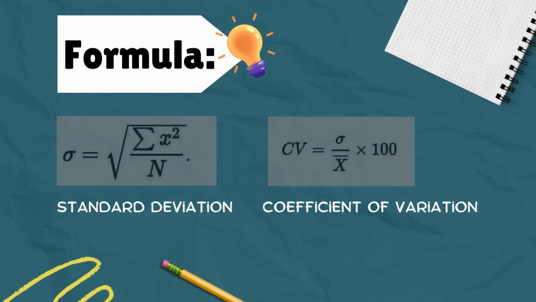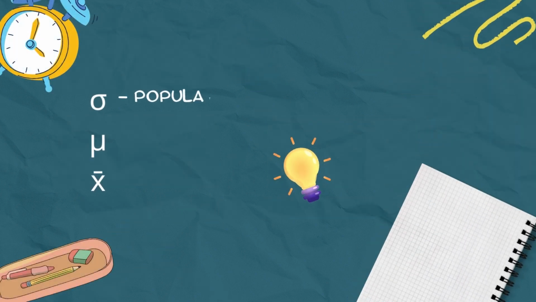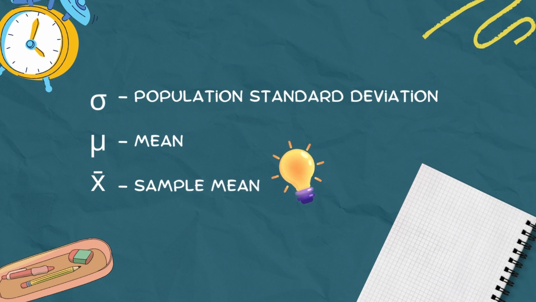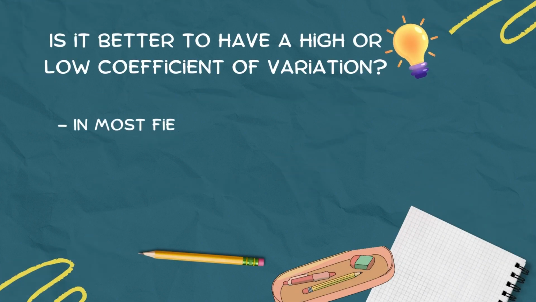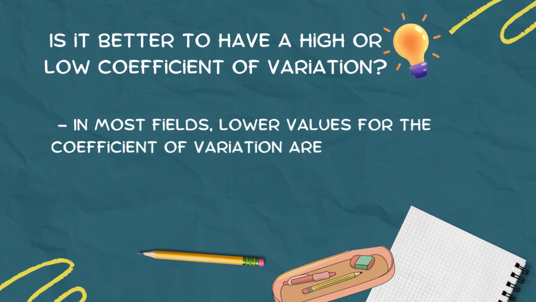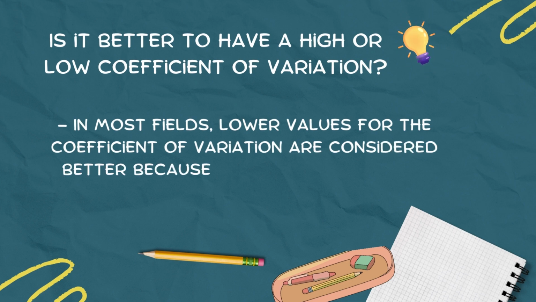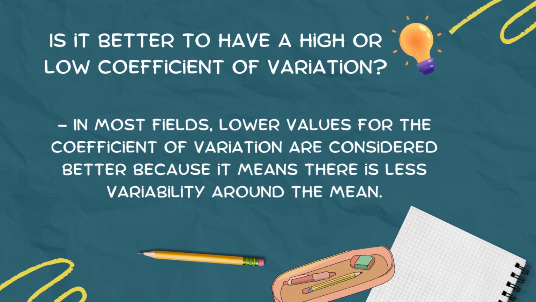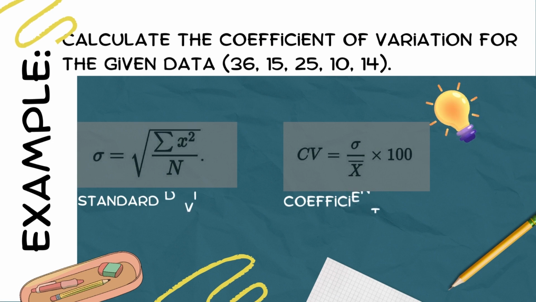Formulas. So, these are the formulas to find the standard deviation and the coefficient of variation. Question: is it better to have a high or low coefficient of variation? In most fields, lower values for the coefficient of variation are considered better because it means there is less variability around the mean.